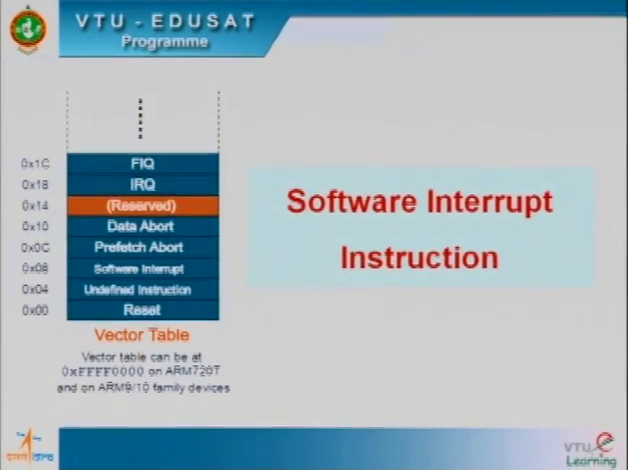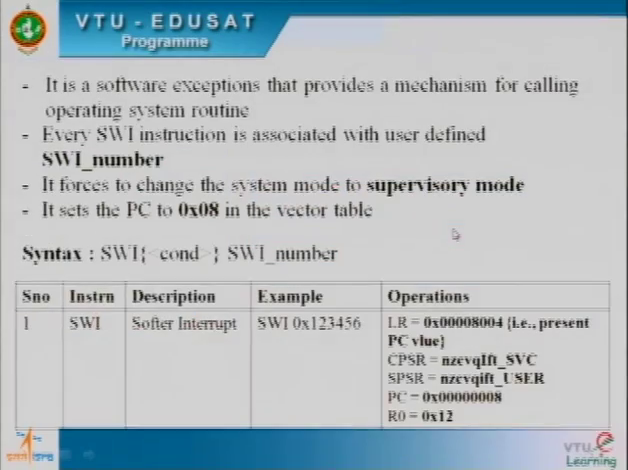Now we will look at one more instruction type, that is the software interrupt instruction. For that, you have to remember this table. This is the vector interrupt table in the ARM architecture. In this vector interrupt table, the software interrupt is at the memory location 0x08. Please remember this.